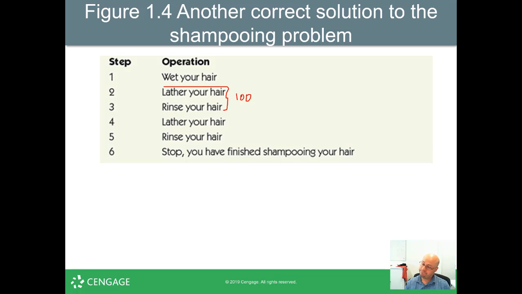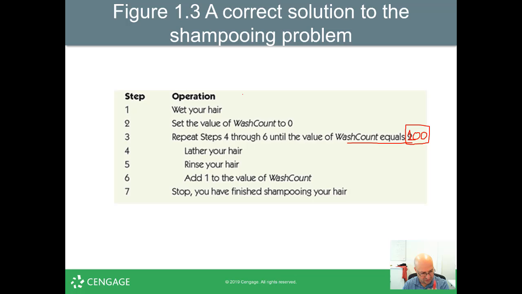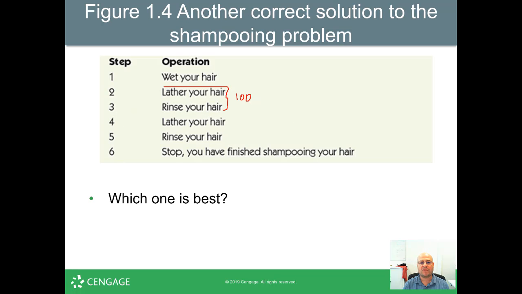So which one is best? In this case, obviously, this solution is best. It's better. All right. Okay.